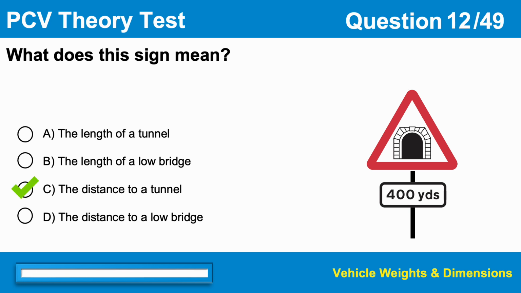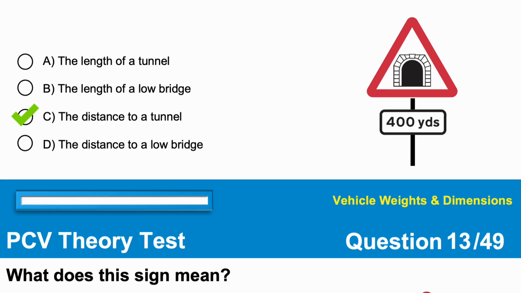The correct answer is C. As well as a height restriction, the tunnel may have a restriction on the available width of headroom for high vehicles. The advance warning gives you the opportunity to find another route if your vehicle is too high or wide to drive through the tunnel.